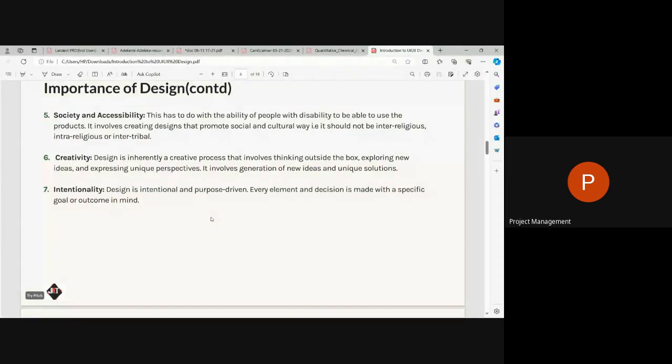Also, your product doesn't have to be exclusive along religious or ethnic lines. That is, it's only Hausa people that can use this and Yoruba people cannot, it's only Igbo that can use it, it's only Christians, it's only Muslims. Even though they are the target audience, you should make your design accessible to everybody within your target audience. Normally you have a target audience when creating a product, but you have to make sure your product is accessible to everybody within that target audience.